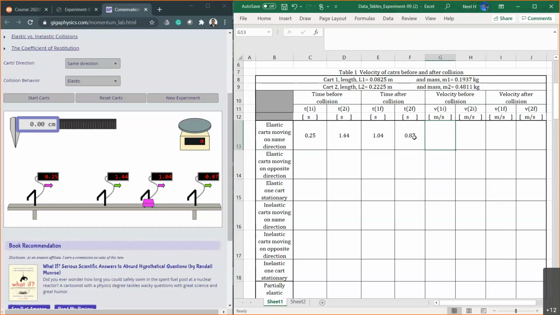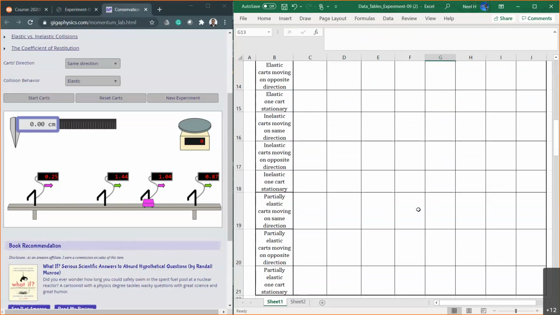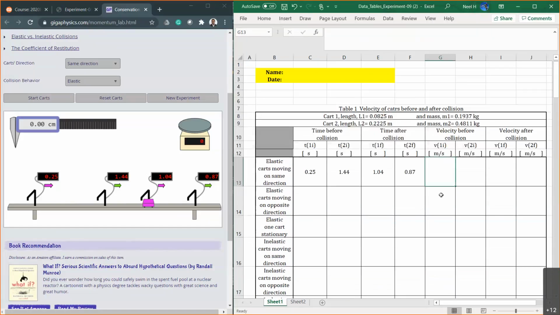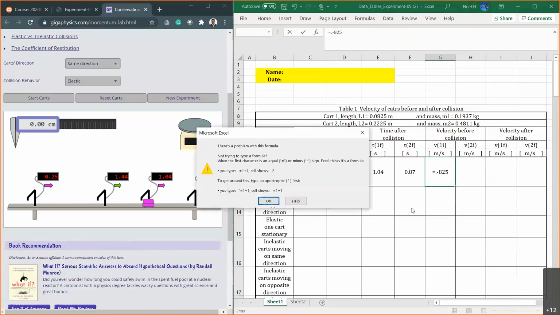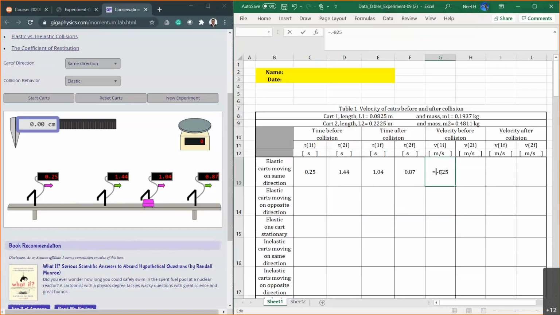Question. That's it. Then you calculate this one. Very simple calculation. So to do the calculation, what we do, velocity v1i equal sign. We know cart 1 initial, cart 1 distance is 0.0825. Sorry, 0.0825 actually, divided by the time for cart 1 before the collision, cell value C13. Enter, that will do the calculation.